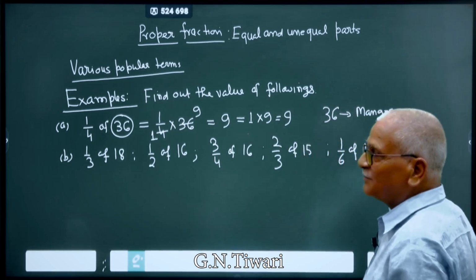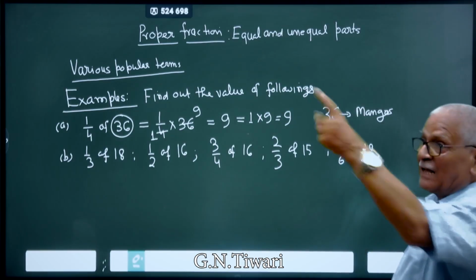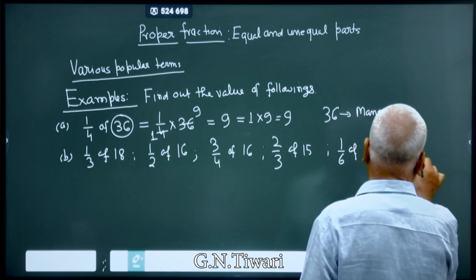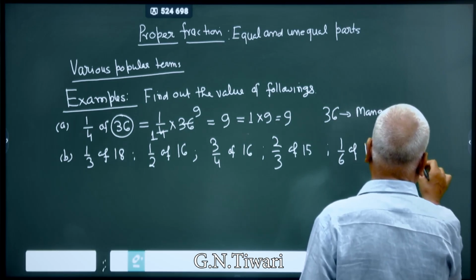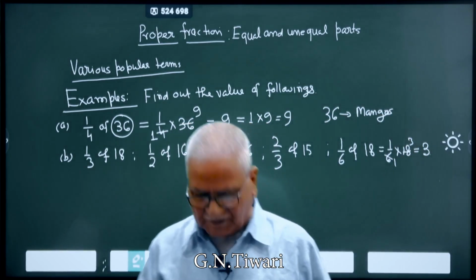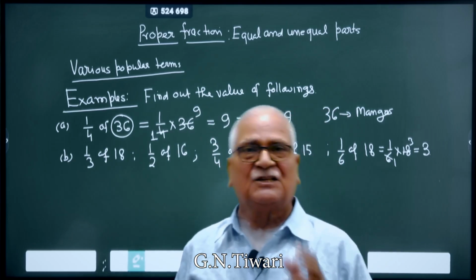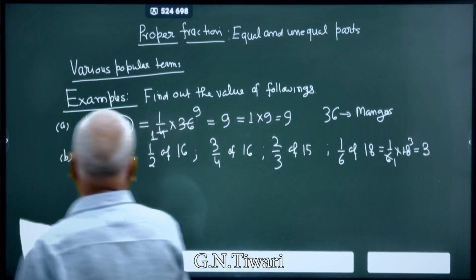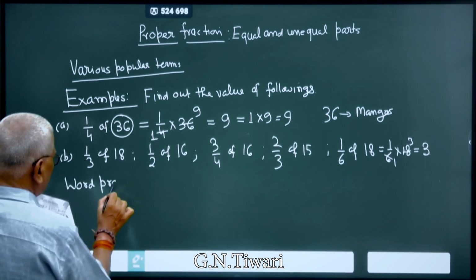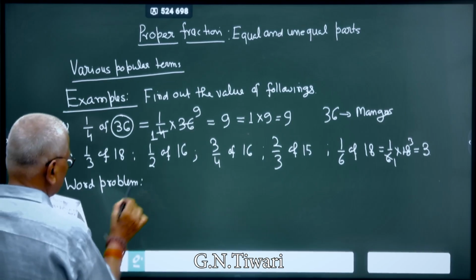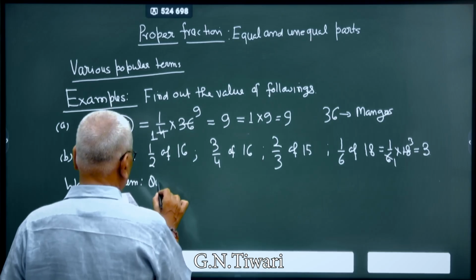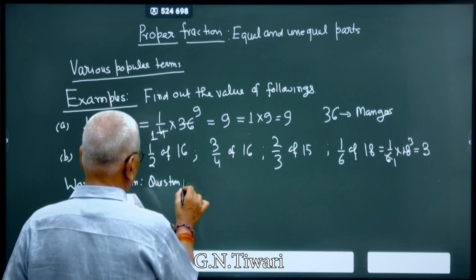सपोज 18 मैंगो है और 1/6 मैंगो मिस्टर राम को देना है, तो क्या हो जाएगा? इसको मैं सॉल्व कर देता हूं. 1/6 into 18. 6 1 जा 6, 6 3 जा 18, 3 मैंगो दिया जाएगा. अब ये वर्ड प्रॉब्लम कैसे किया जाता है इस चीज को ध्यान में रखिए. वर्ड प्रॉब्लम का एग्जांपल मैं दे रहा हूं. Word problems, question one.